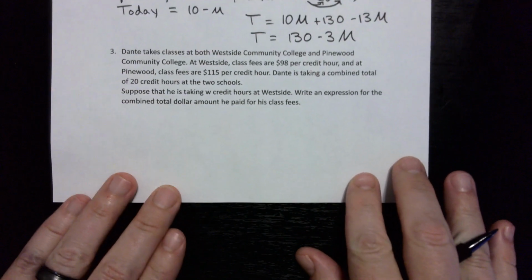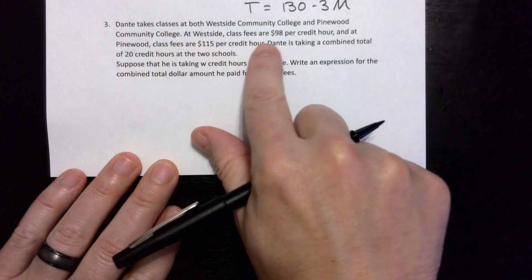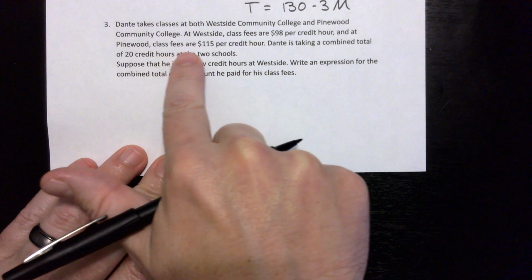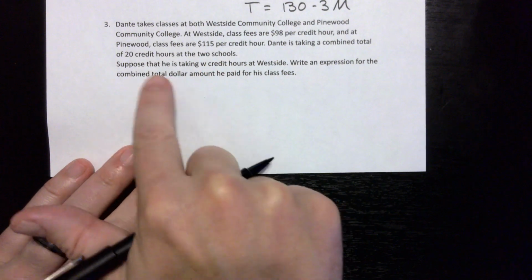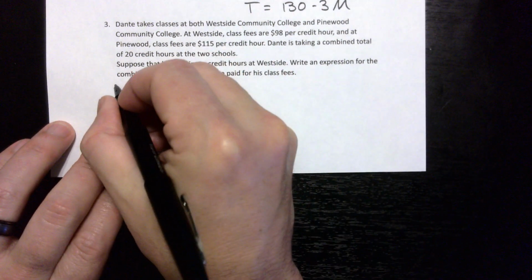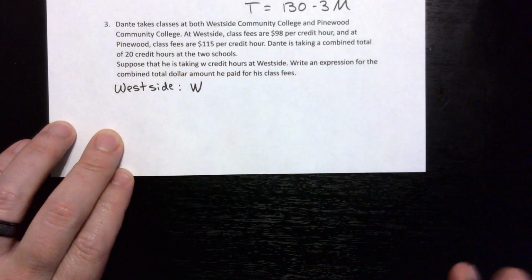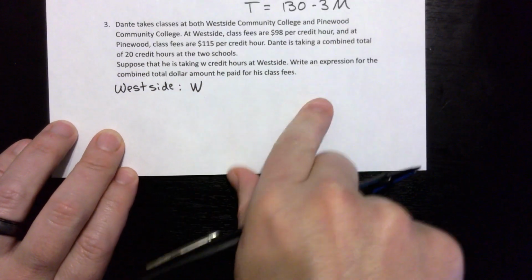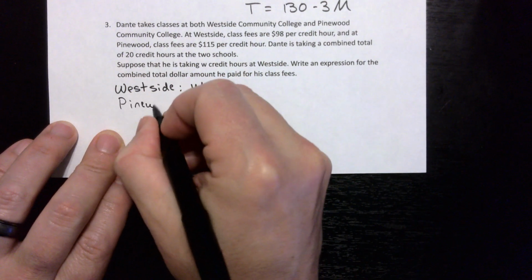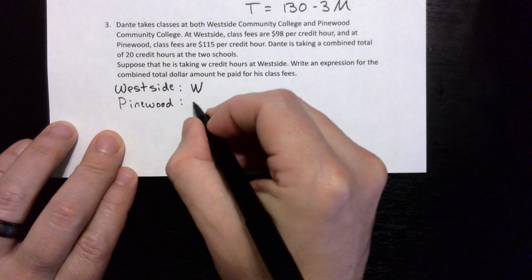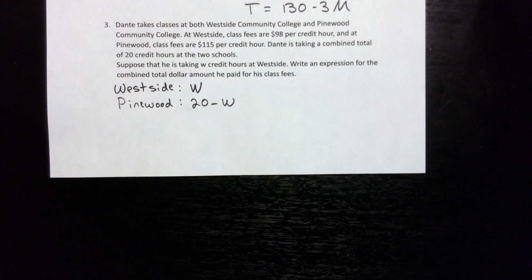And then our last one: Dante takes classes at both Westside Community College and Pinewood Community College. At Westside, class fees are $98 per credit hour, and at Pinewood, they are $115 per credit hour. Dante is taking a combined total of 20 credit hours at the two schools. Suppose he is taking W credits at Westside. Since the total amount of credits he's taking is 20, Pinewood will be 20 minus the classes he took at Westside, so 20 minus W.